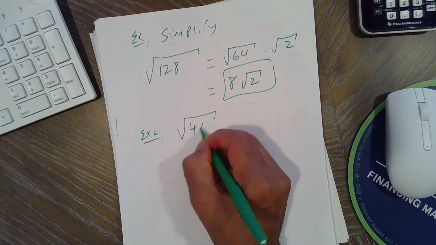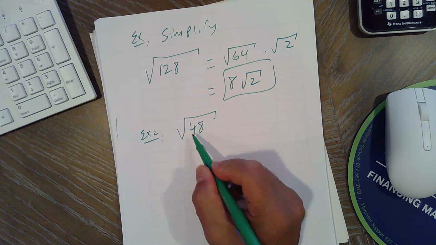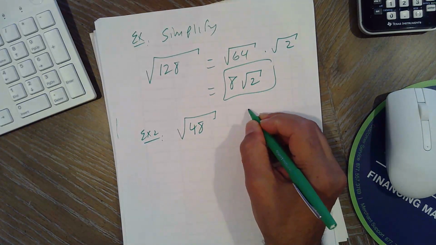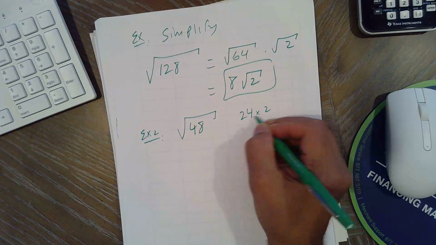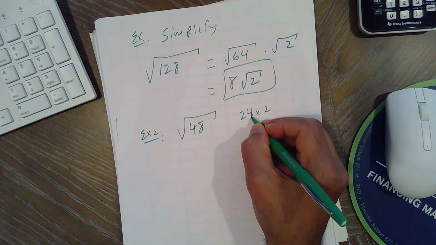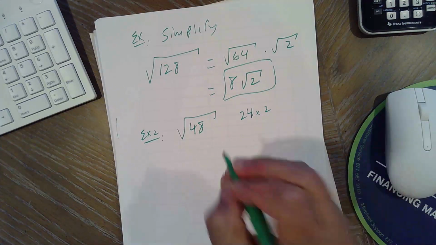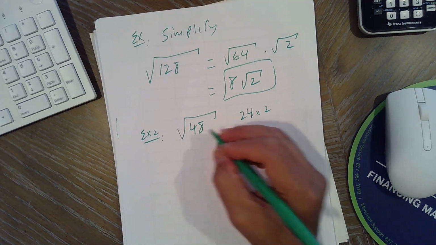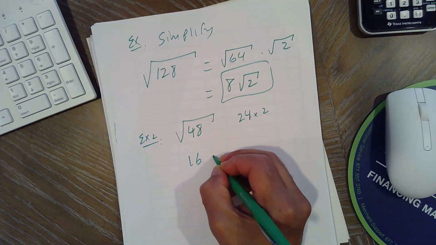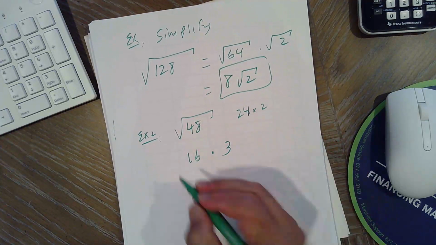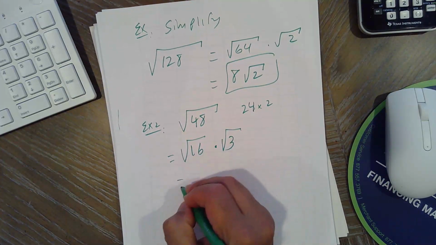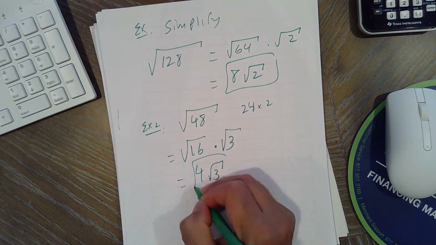Square root of 48. Well, 48 is not a perfect square. It's 2 times 24, but I'm not going to use that because 24 is not a perfect square. Then I would go to the next number that divides 48, which is 3. 16 times 3. Does 16 divide? It does, and it's a perfect square. So it's what? 4√3.